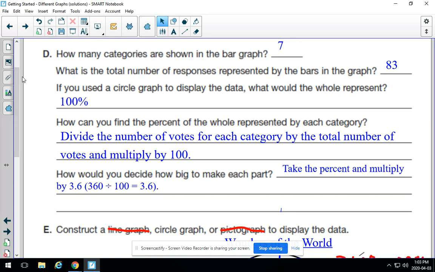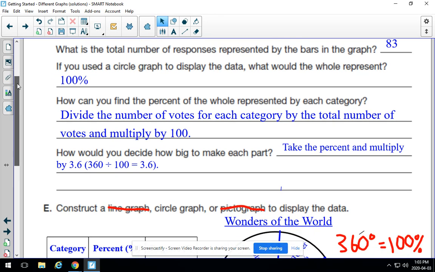Then from there, you need to know, okay, how big do I have to make each piece of pie in that circle graph or pie graph? So in order to get that, we go based on the fact that in a circle, if you go all the way around the circle, it's 360 degrees. Okay. However, that whole circle also represents 100% of your values or your votes or whatever.